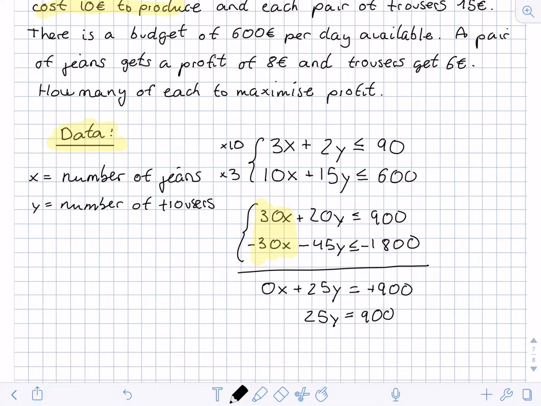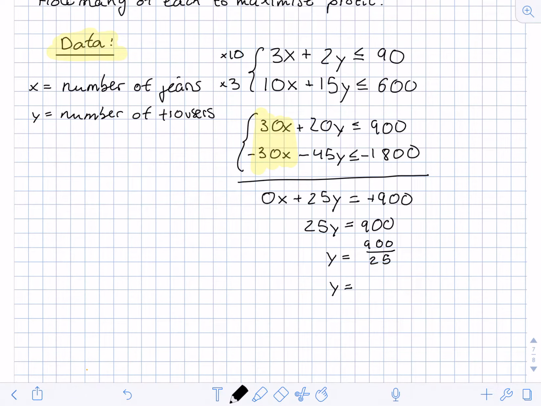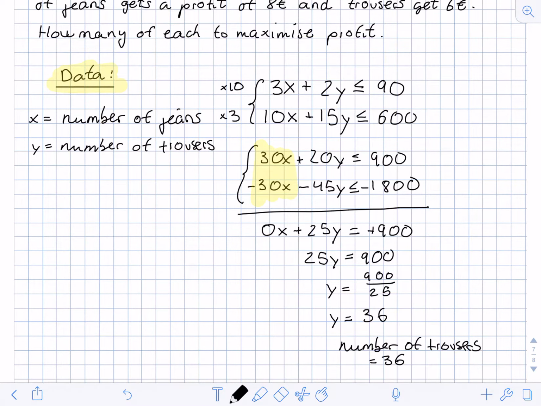Okay, and now what we do is we bring the 25 dividing. So we say that y is going to be equal to 900 divided by 25 is equal to 36. So y is the number of trousers, as we said. So the number of trousers we can make is 36. Okay, well, now we have the number of trousers. We have the value y.